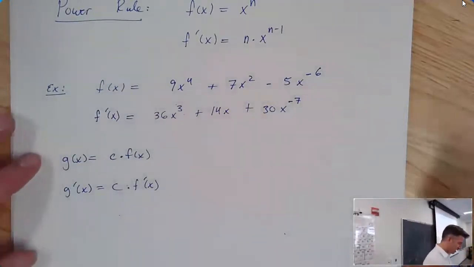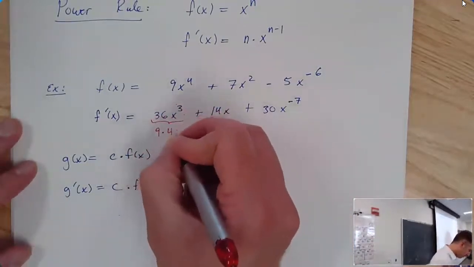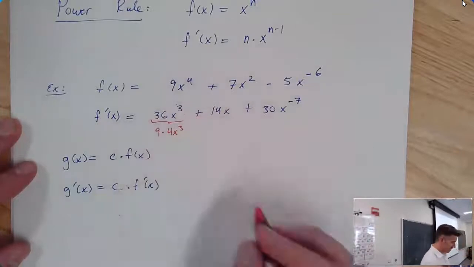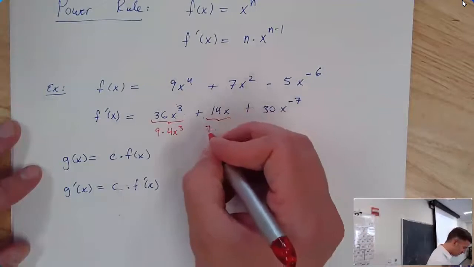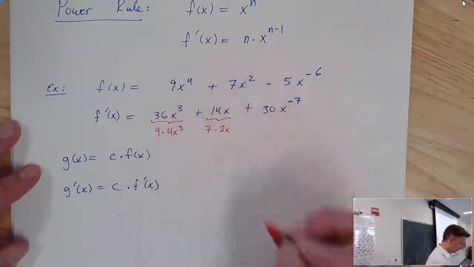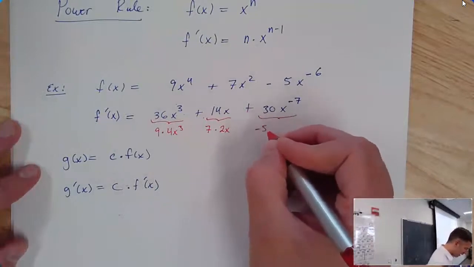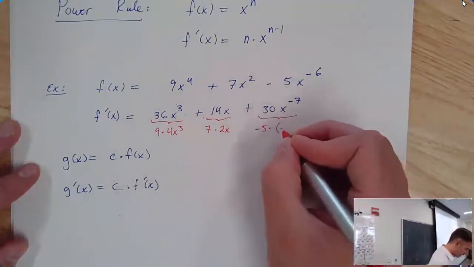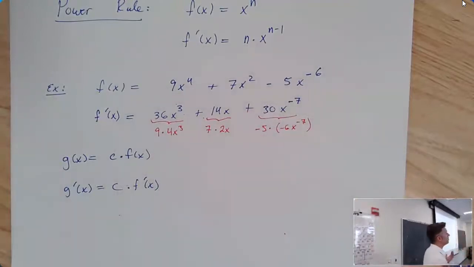But what we're really getting here is 9 times 4x cubed. We're taking the derivative of x to the fourth and multiplying it by 9. What we're really getting here is 7 times the derivative of x squared. What we're really getting here is -5 times the derivative of x to the -6. But we never really think about showing or doing that. It just kind of happens almost automatically.